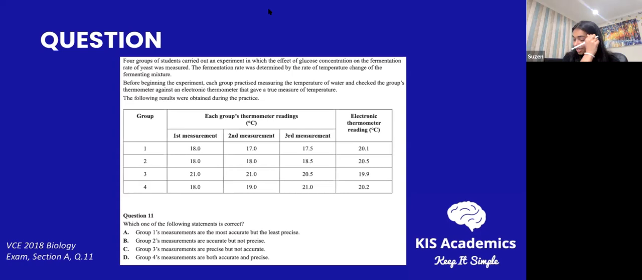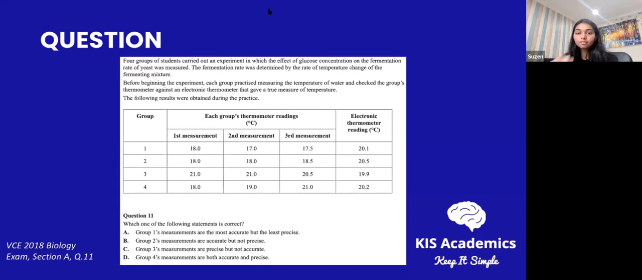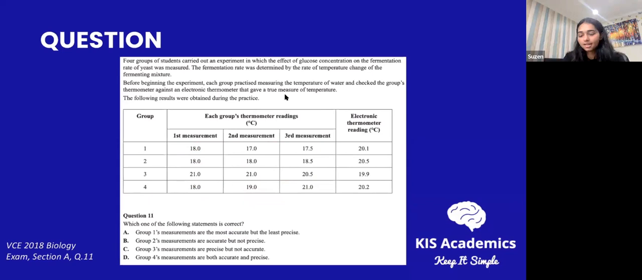B and option D can be ruled out because it says both accurate and precise. Well, we know they're not precise because the difference between 19 and 21 is more than 0.5. Usually it's plus or minus 0.5 that counts as precise, but since it's way beyond that, it's not precise.